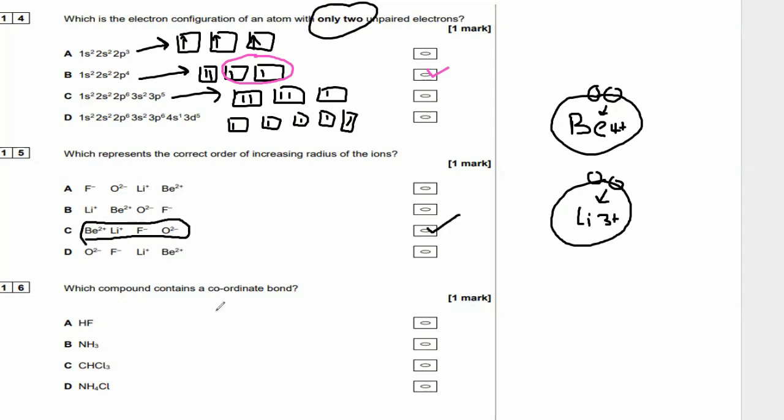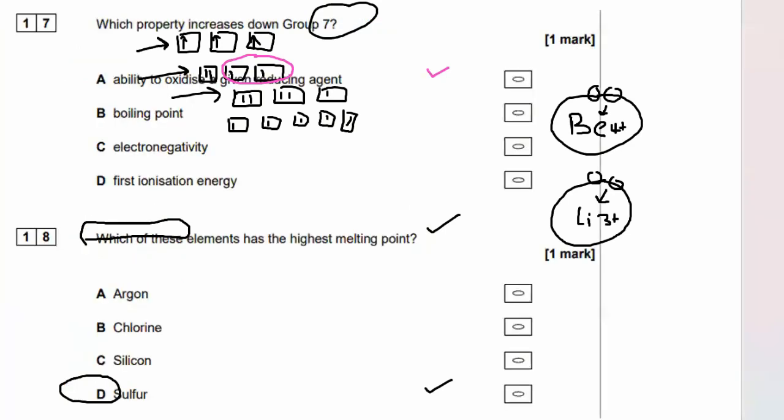Question 16. Which compound contains a coordinate bond? You have to remember the definition of a coordinate bond. It's where a pair of electrons in the covalent bond are donated from one species or one atom. And we're really looking at ammonium chloride for that one. The answer is D. You can actually draw all of these out to see that it contains a coordinate bond, but you should know your ammonium ion, your NH4 plus, contains a coordinate bond.